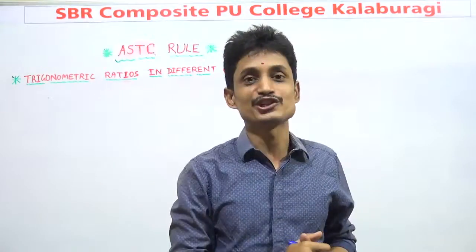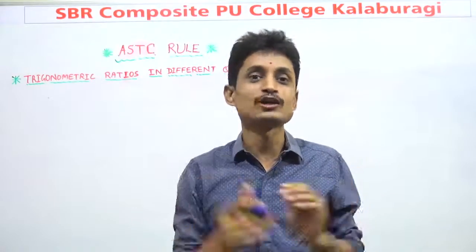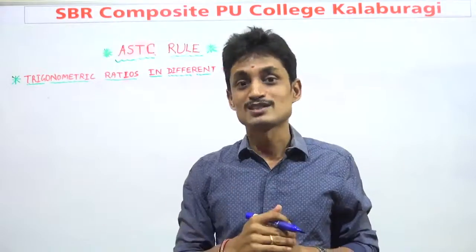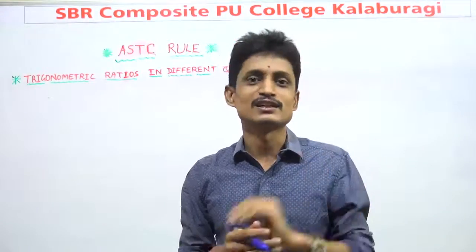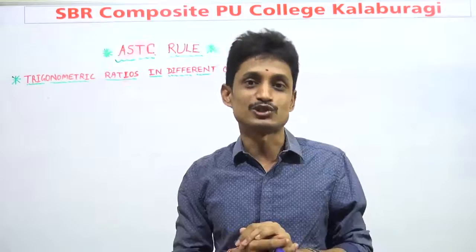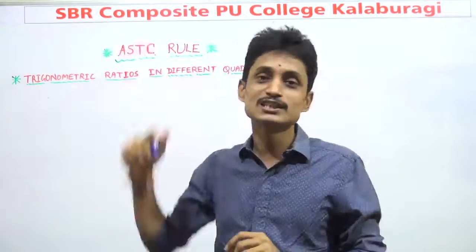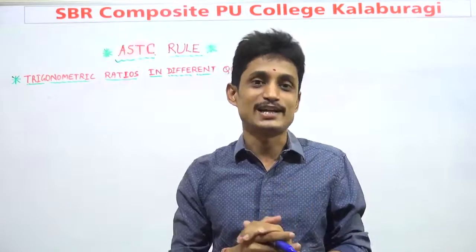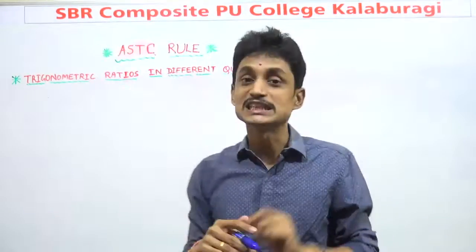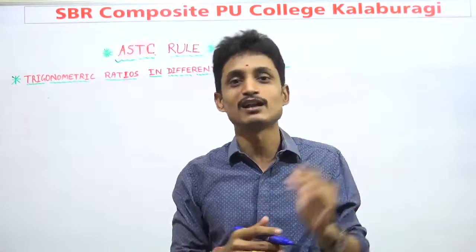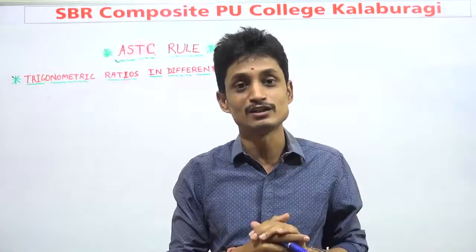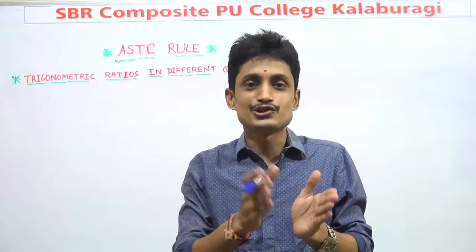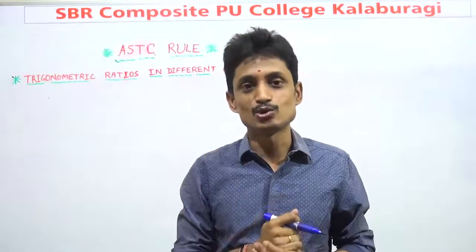About the ASTC rule: A stands for all ratios. Basically, we have six ratios. S stands for sine, along with its reciprocal, cosecant. The next one is tangent, whose reciprocal relation is cotangent. And the next one is C. C stands for cosine along with its reciprocal relation, secant. So where which ratio will be positive or negative, today we have to discuss.